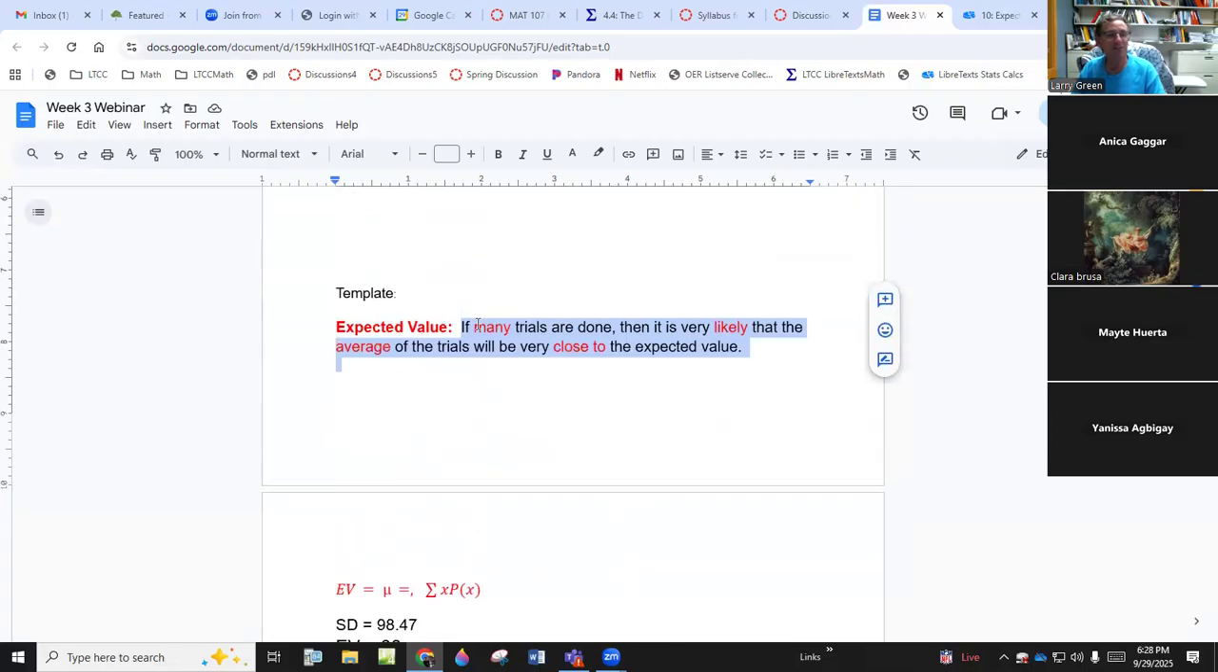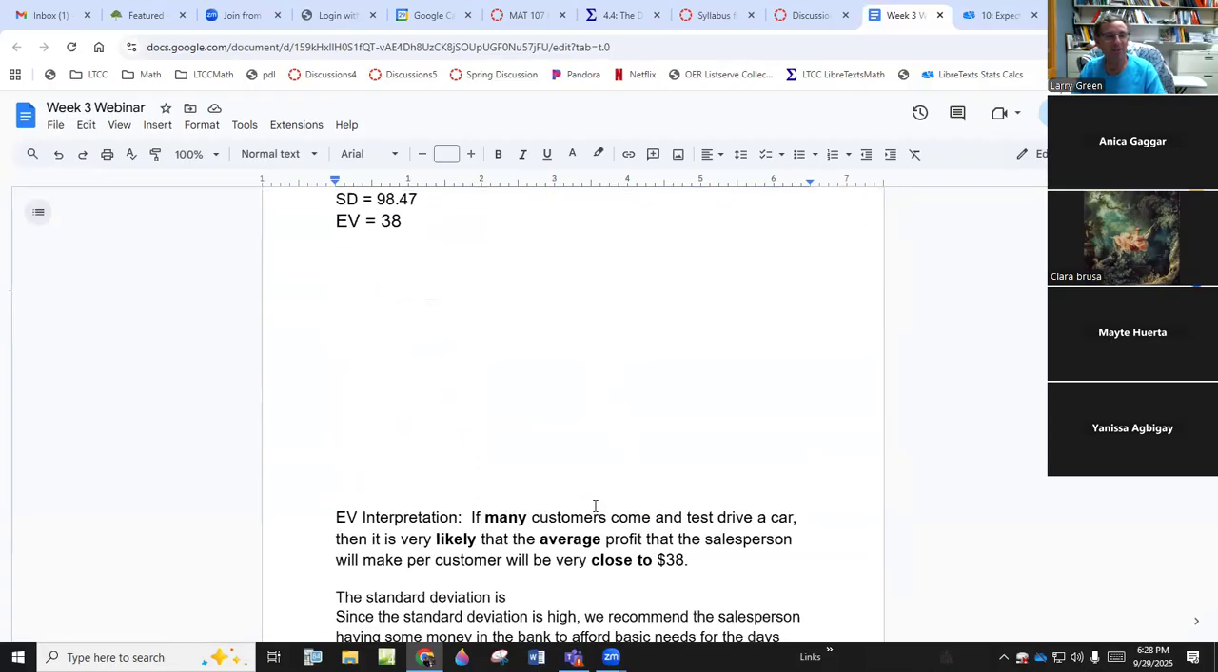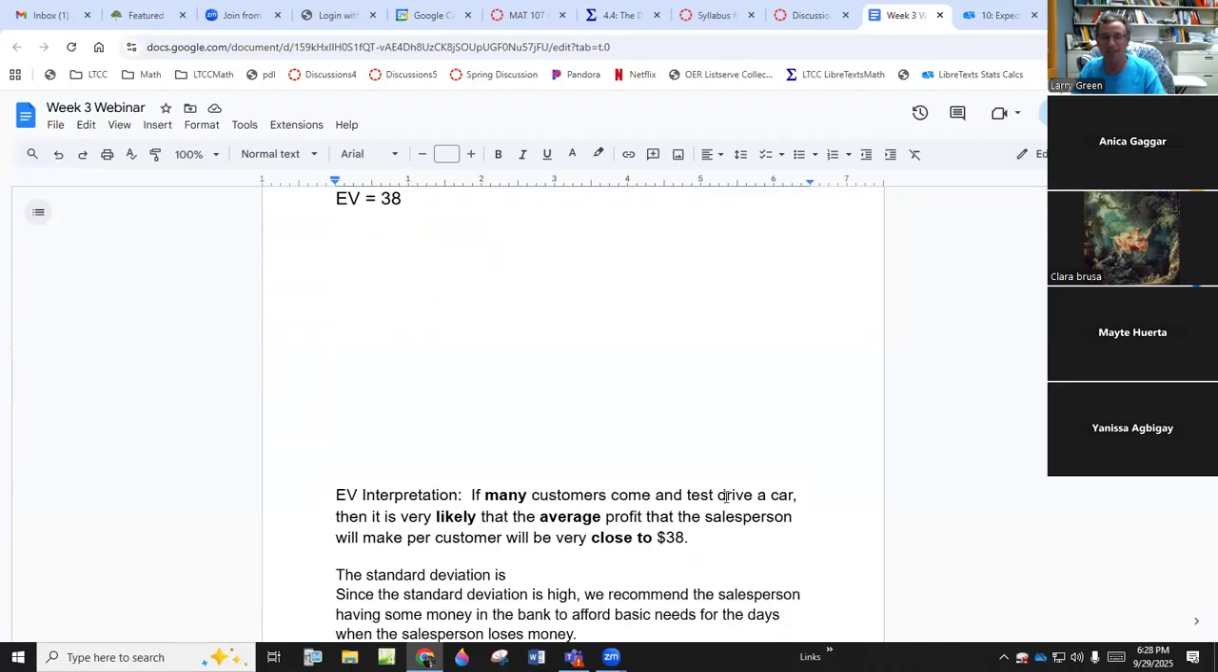So it's not if many trials are done. Now it's if many customers come and test drive a car. You see, that's what a trial is, right? Customers coming. Then it is very likely that the average profit that the salesperson will make per customer will be very close to $38.